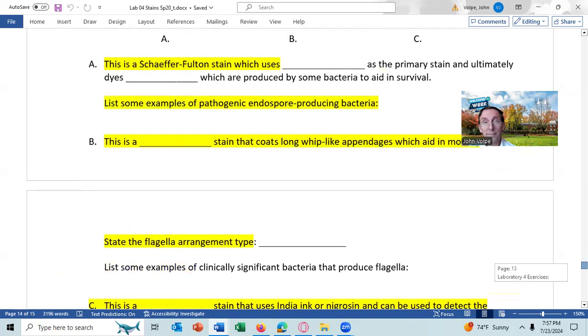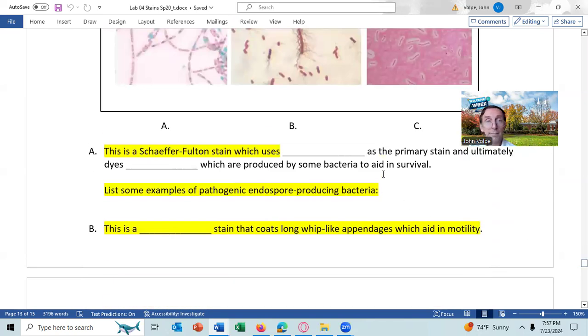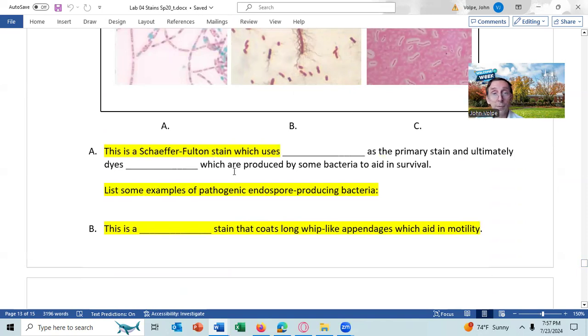Any questions about that? In figure A, which is 5A, it says this is the Schaefer-Fulton stain, which uses what dye as the primary stain. So tell me the primary stain. And ultimately dyes what cell structure, which is produced by some bacteria to aid in survival. And then for 5A2, list some examples of pathogenic endospore forming bacteria. And you can get that from the lab module.